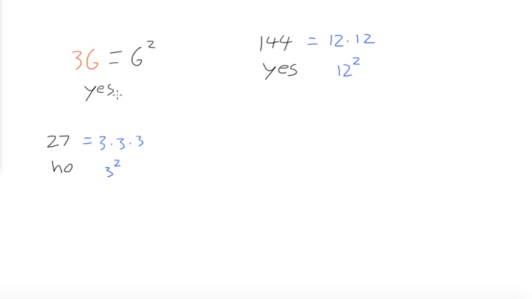Let's take a look at one more example. Say we have 56. Is 56 a perfect square? No, it's not. The closest that we can get to having two numbers that are almost the same for 56 is 7 times 8. So it's not a perfect square. Okay, let's take a look at square roots.